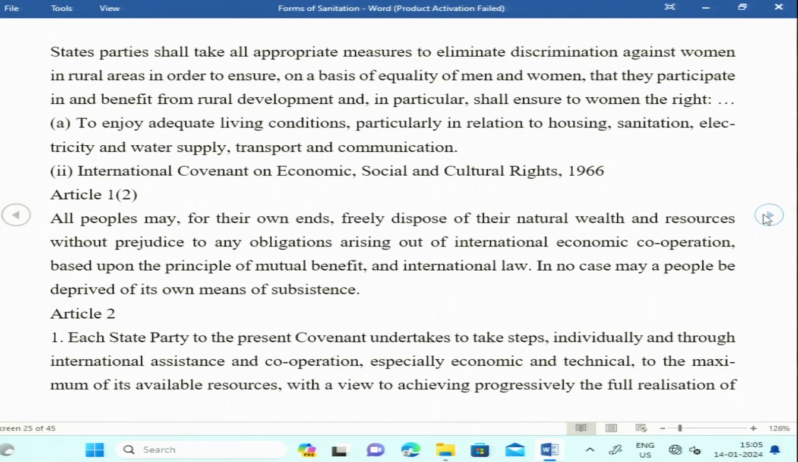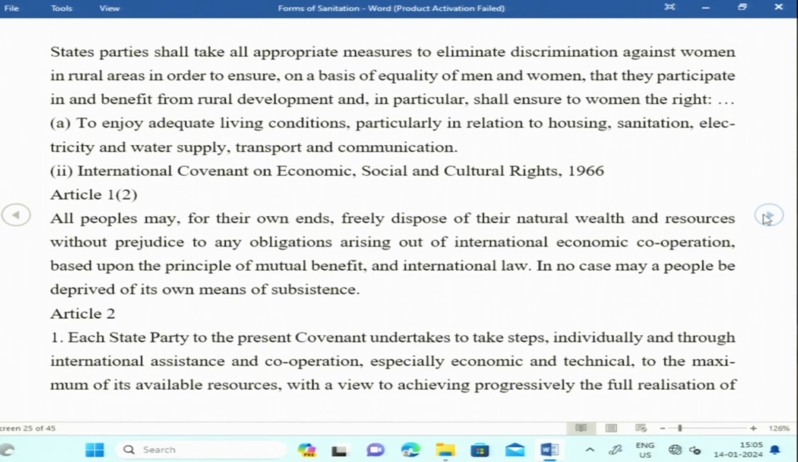All these things in that sense are going to be important. And then I think we try to speak about the general rights in terms of the International Convention on Economic, Social and Cultural Rights of 1966, and in that we try to see in Article 1, all peoples may, for their own ends, freely dispose of their natural wealth and resources without prejudice to any obligations, and that of course is one important aspect that has to be taken into consideration, that in no case may a people be deprived of their own means of subsistence.